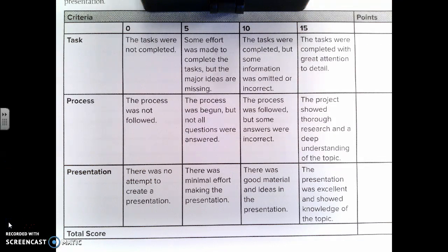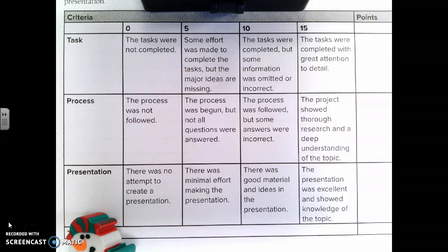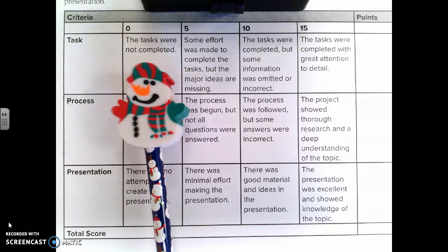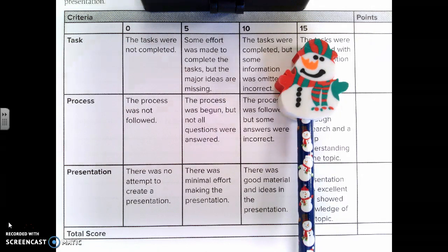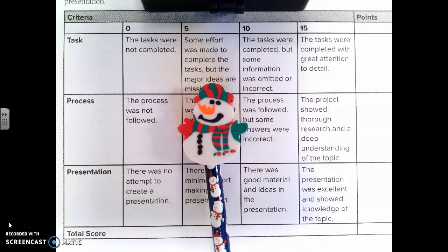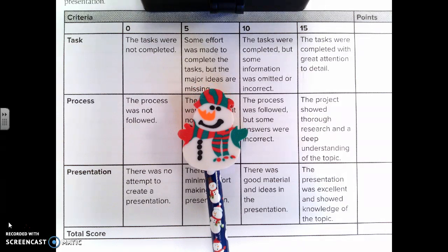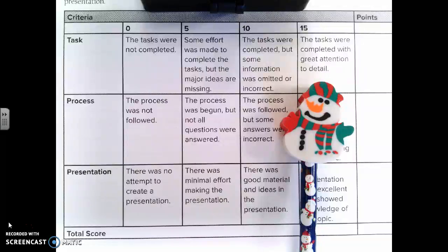The evaluation of your task will be graded by me in 3 different areas: the task, the process, and the presentation. And in this rubric, we're going to move up from least amount of points to the most amount of points. You have 45 points available to you from this rubric. The tasks were not completed. Some effort was made to complete the task, but the major ideas are missing. The tasks were completed, but some of the information was omitted or incorrect. The tasks were completed with great attention to detail.